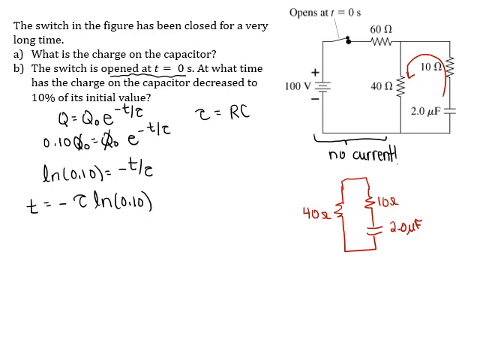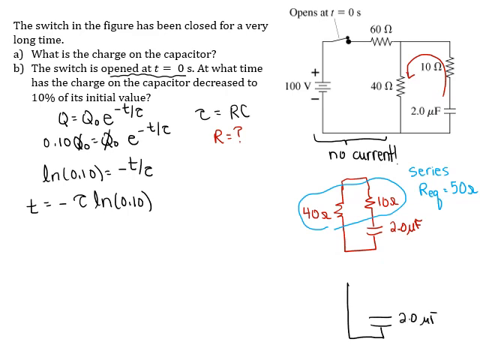At this point I have to find my tau, so tau is R times C. C is okay, it's 2 microfarads. What is R? So R would be the equivalent resistance of our new little circuit we drew here. These two guys are connected in series. So the equivalent resistance is 50 ohms, 40 plus 10. I won't write that out. So then our new circuit is a 2 microfarad capacitor connected to a 50 ohm resistor. So that's our R. R equals 50 ohms.